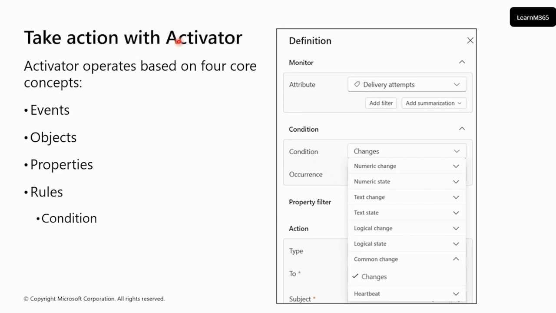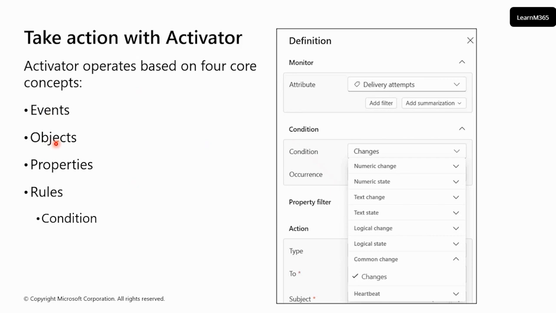We can take action with the activator. Activator operates based on 4 core concepts. Number 1 is events. Each record in a stream of data represents an event that has occurred at a specific point in time. That is an event.